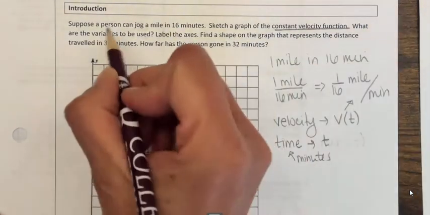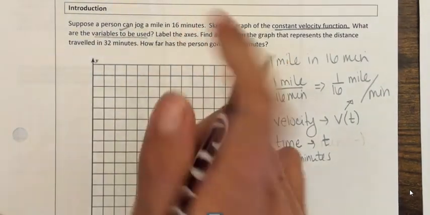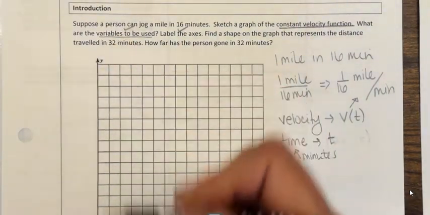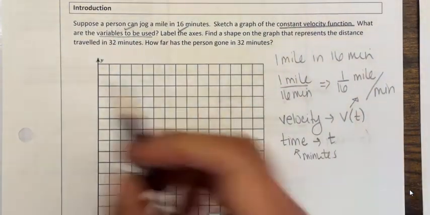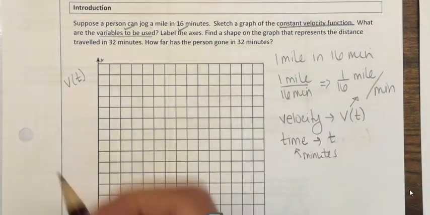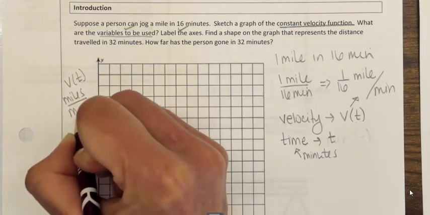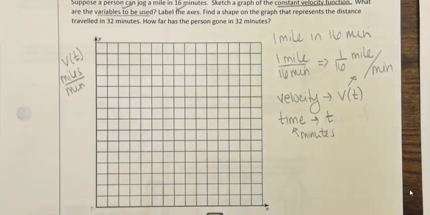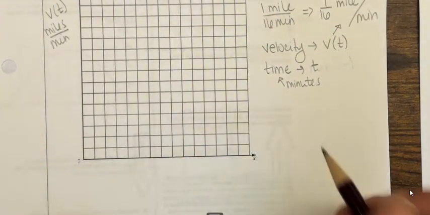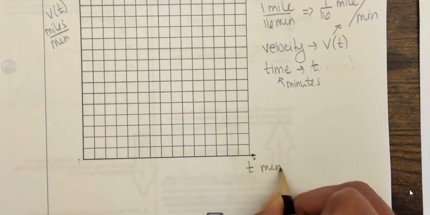All right, so we figured out what variables we need to use. Now we can label our axes. Our vertical axis is going to be the velocity, v of t, or in other words, miles per minute. Those are the actual units. And then our horizontal axis, we said we would label with t, but that's actually going to be in minutes.